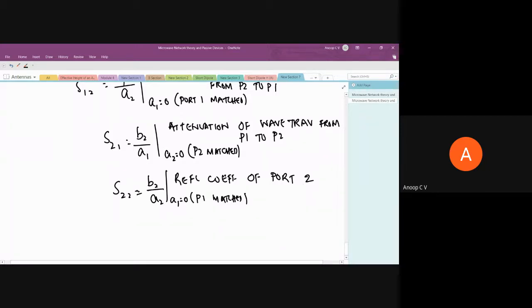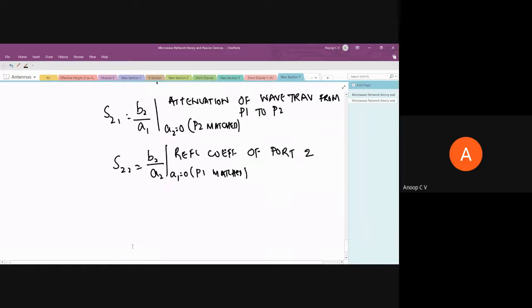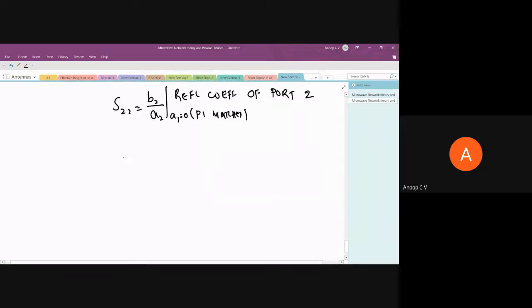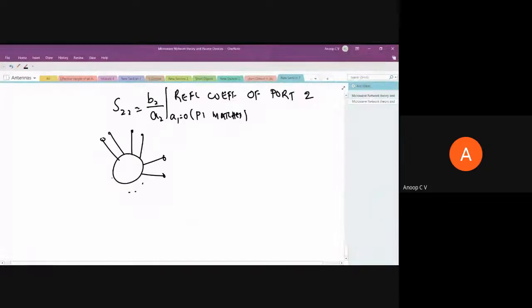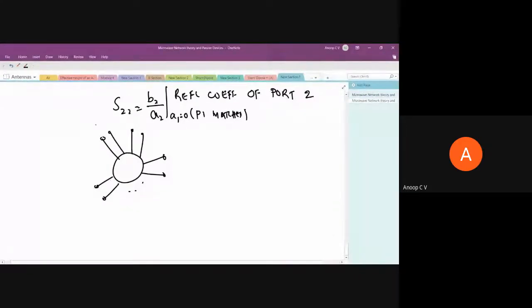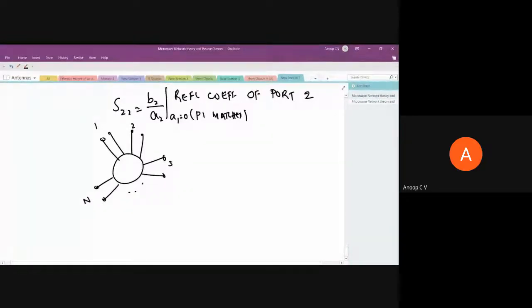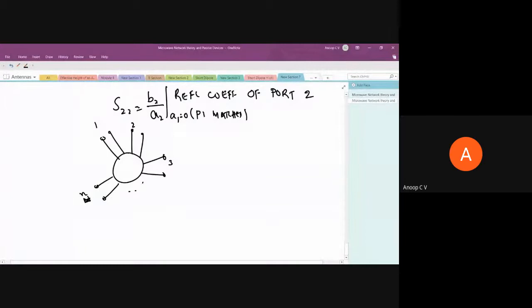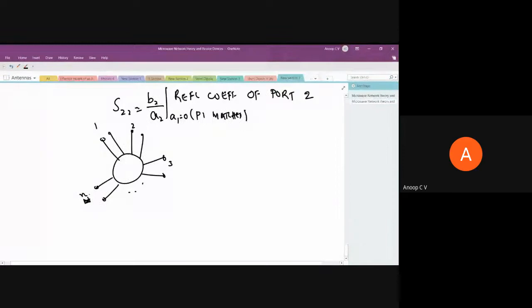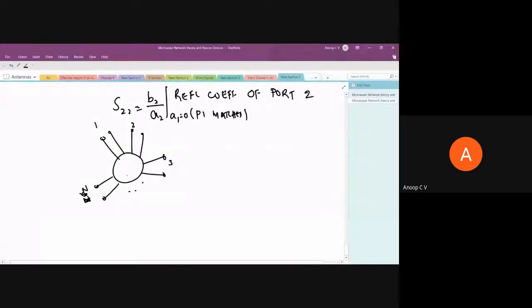Similarly, I can define an N-port network. Maybe I'll just draw it like this. There are N ports. This is port 1, port 2, port 3, and so on up to port N. I'll write capital N, that would be better. So this is an N-port network.